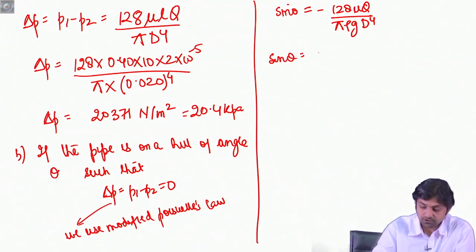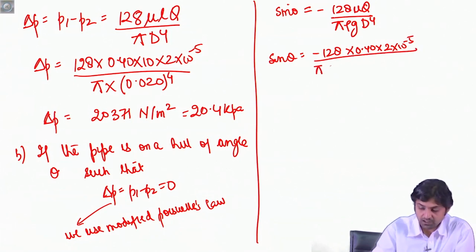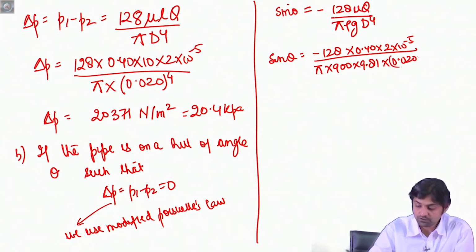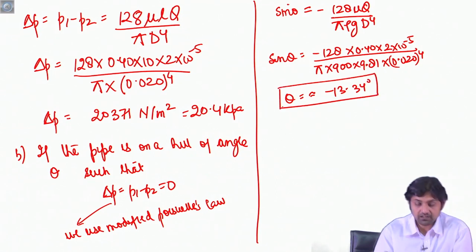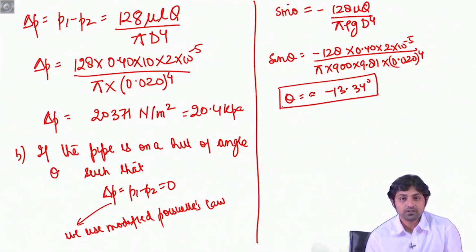So sin theta is going to be minus 128, this is 0.40 into 2 into 10 to the power minus 5 into pi into 900 into 9.81 into 0.020 to the power 4, and theta is going to be approximately minus 13.34 degrees. So in part A we use simple Poiseuille's law. In the second one we use the modified Poiseuille's law. All right.